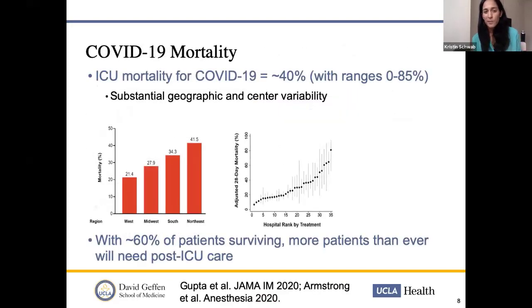And now, of course, for COVID mortality, this is with the caveat that there are very wide ranges, and so much of this is still being understood and changing on a daily and weekly basis. But we do know that COVID mortality seems to approximate that ARDS mortality for now, at least. There is substantial geographic and intercenter variability, which is outlined here in the graphs below. And so 40% mortality is certainly significant, but we also know now that with 60% or more of these patients surviving, there's really more patients than ever who are going to need this post-ICU care.